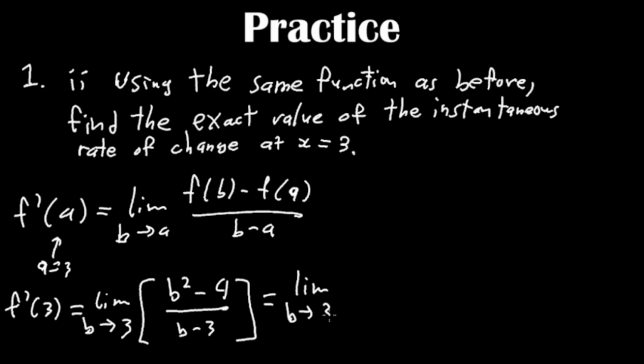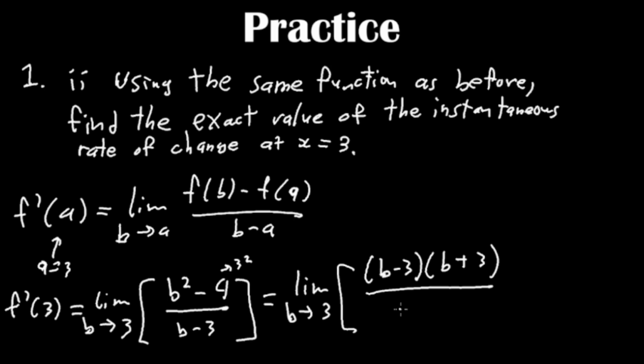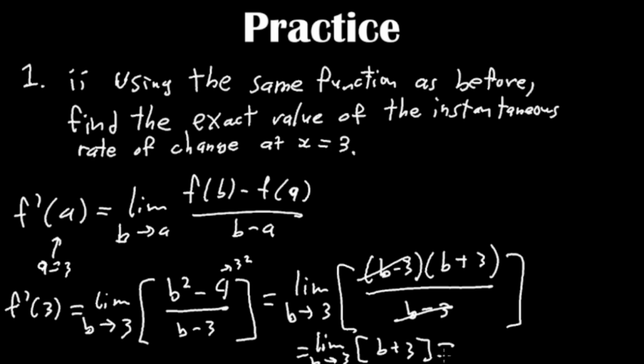But we can actually factor this. So the top factors as a difference of squares. So this is 3 squared. So b squared minus 3 squared, that's the same thing as b minus 3 times b plus 3. All right, over b minus 3. Now, these b minus 3's will cancel because it's a limit. So this is the limit as b goes to 3 of b plus 3. And now we can use direct substitution to get 3 plus 3, which is 6. So our previous observation was correct.